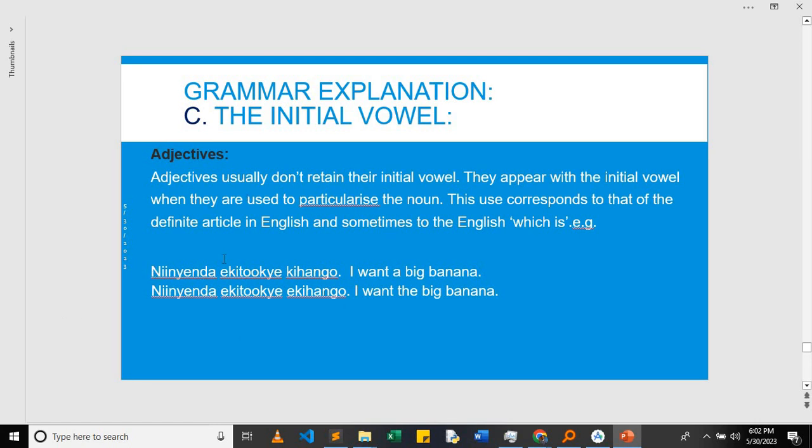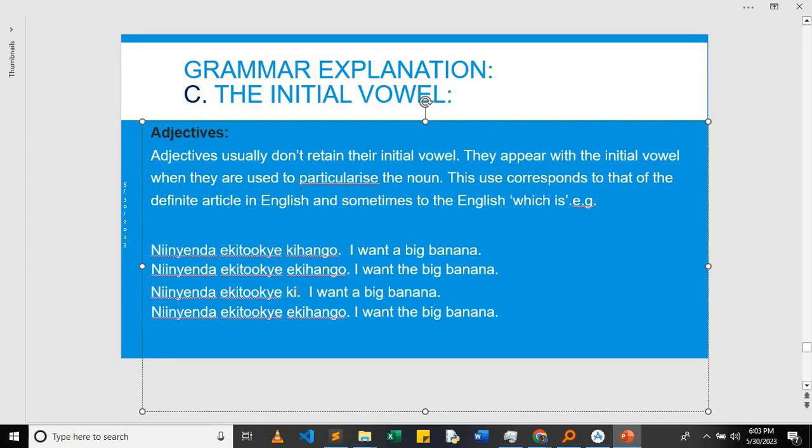So we see there are some adjectives, they don't retain their initial vowel, like echango. Echango means something big. Echiche. So here ninyenda echitoche chango. I want a big banana. Are you seeing what this a brings? This a brings there. Ninyenda echitoche echango. Now, if I say ninyenda echitoche chiche, I want a small banana.